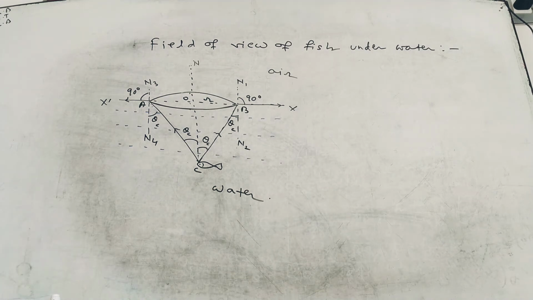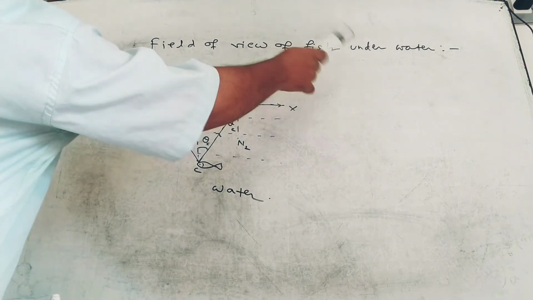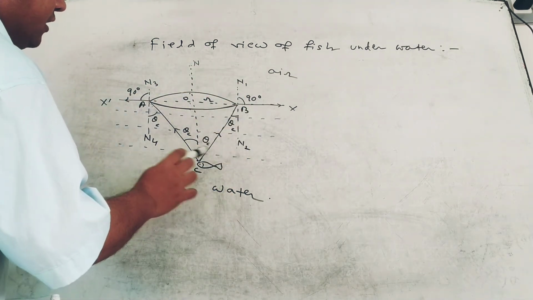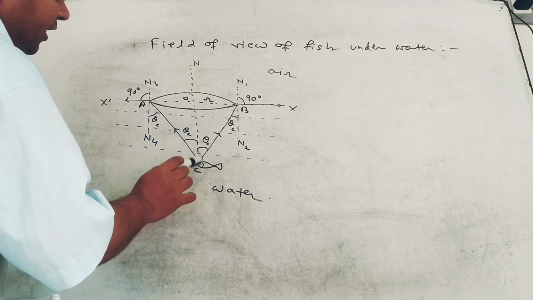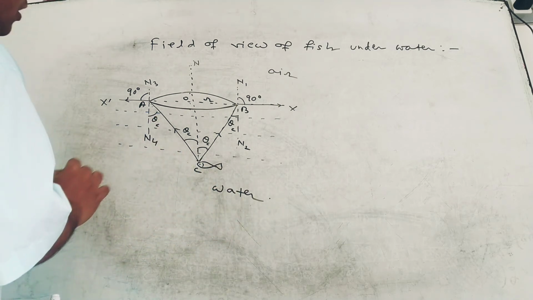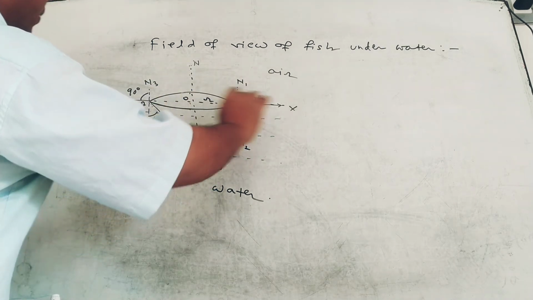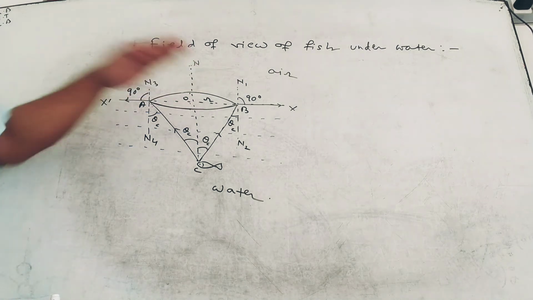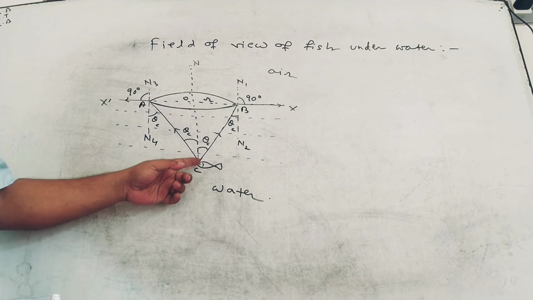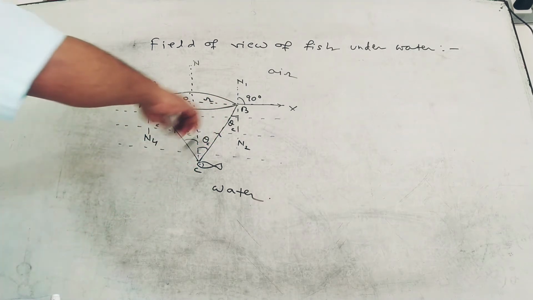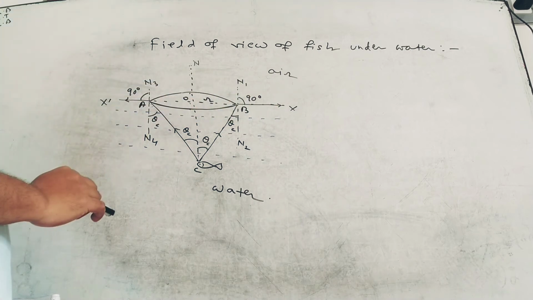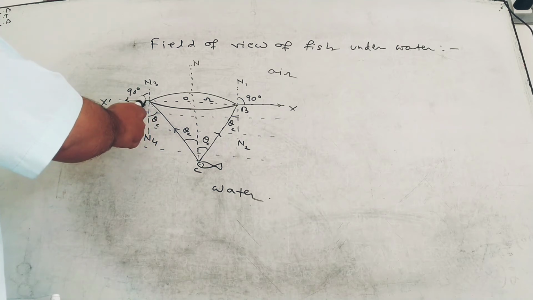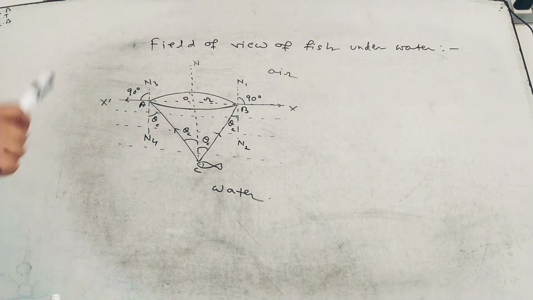Now I am going to discuss the field of view of the eye under water. Let a fish be inside water, C is its eye, and X prime X is the plane of separation between air and water, which is horizontal. CB is the incident light ray and BX is the refracted light ray. Similarly, CA is the incident light ray and AX prime is the refracted light ray.